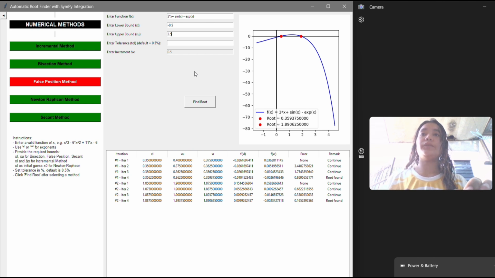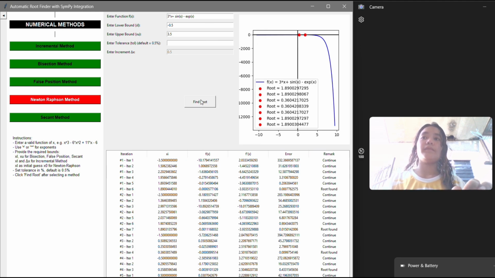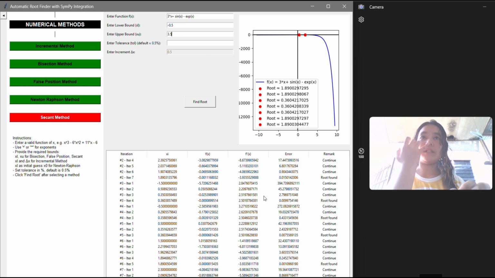False position method. These are the roots found in false position using the same function and inputs, and its iteration table. Then the Newton-Raphson method has the iteration table, and then it has the roots.